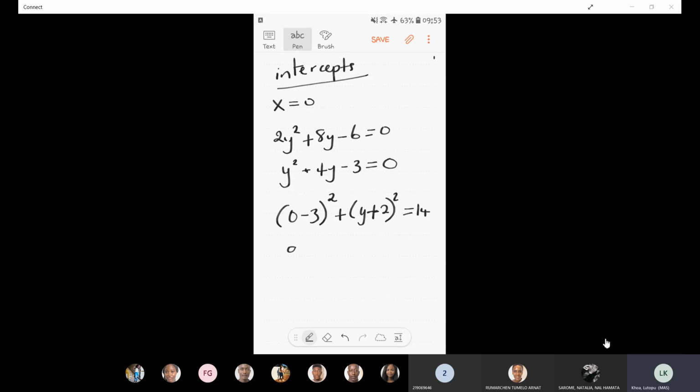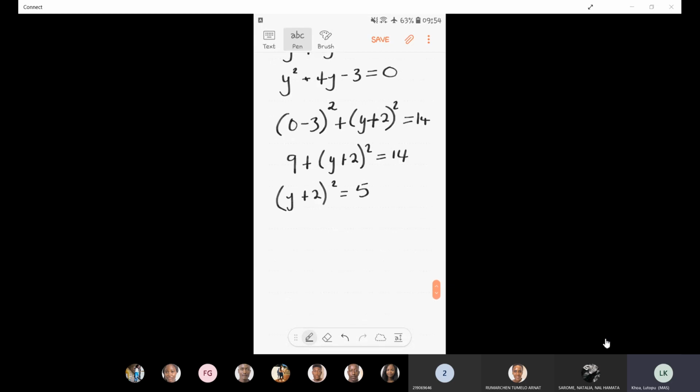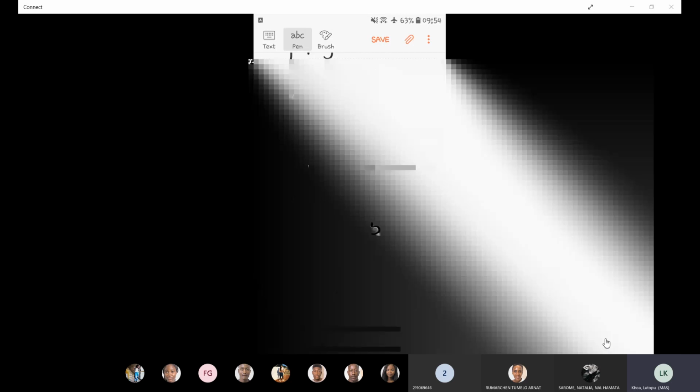Then I have 9 plus y plus 2 squared equal to 14. Take the 9 to the other side. I have y plus 2 squared equal to 14 minus 9, which is 5. And then taking the square root, y is equal to negative 2 plus or minus the square root of 5.